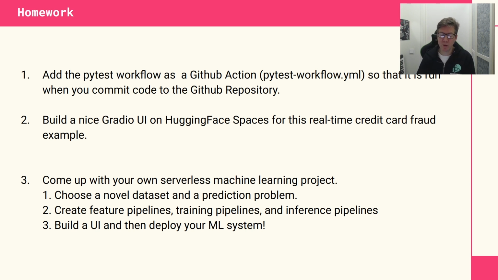And things that you can do, apart from adding that nice GitHub action, would be to build a nice UI for this. So build a Gradio UI and deploy it on Hugging Face Spaces. They have a really great free tier, so it won't cost you anything to deploy that Gradio UI. Then have users maybe entering individual credit card samples or generating random ones, and then predicting on your model whether they're fraud or not fraud.